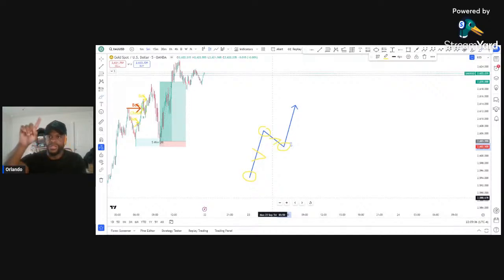Accumulation, reaccumulation, distribution, redistribution. Come on, say it with me. Accumulation, reaccumulation, distribution, redistribution. It doesn't matter if it's an uptrend, a downtrend, or a sideways range consolidation. This is how this market prints. It does not skip price cycles. Do we understand that before we continue?